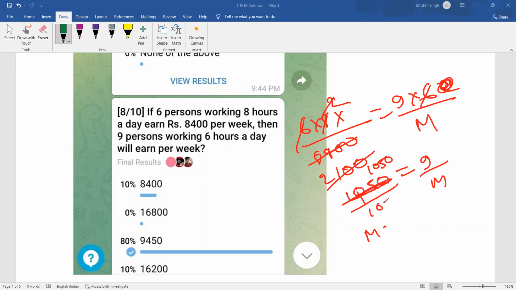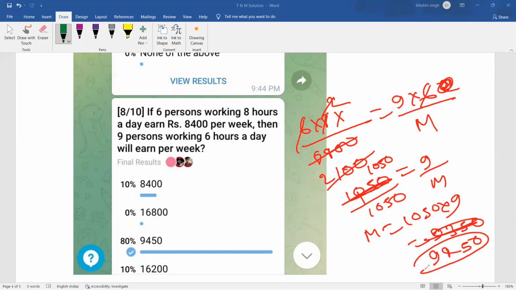So I will take 1 by 1050. So 1050 is equal to what? 9 here. So 9 into 50. One second, this is a 0 here. 9 5s are 45, 5 is here, and 4 is a carry. So 9450 is the correct answer. Okay, so 9450 is the correct answer for this one.